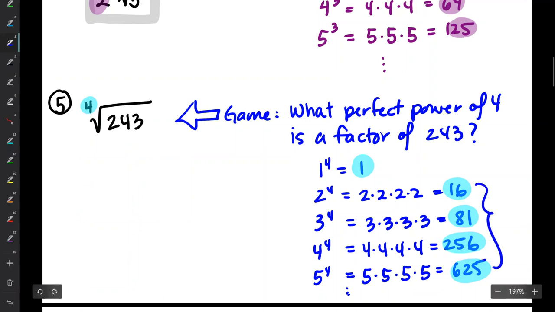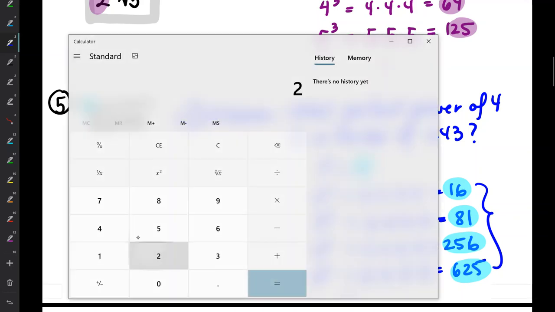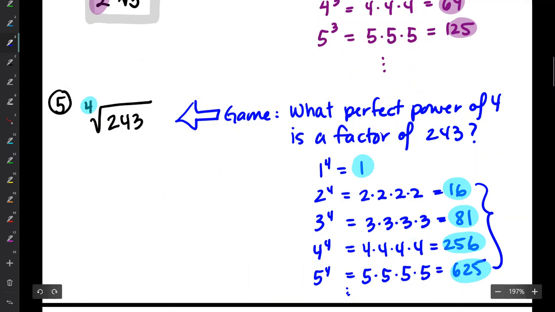What numbers here are going to divide in evenly to 243? So I'm just going to get my calculator out. 243 divided by 16. Oh, didn't divide in evenly. 243 divided by 81. Beautiful. 3. So 243 is 81 times 3. And the reason why I'm factoring it that way is because 81 is a perfect power of 4.